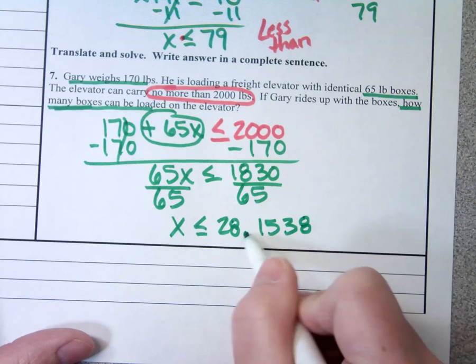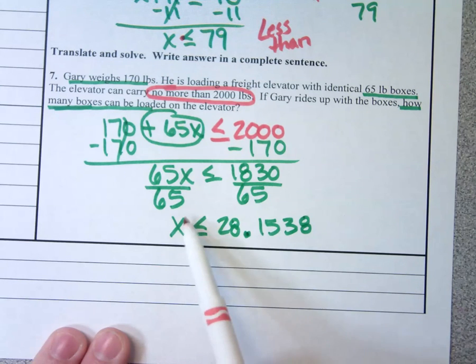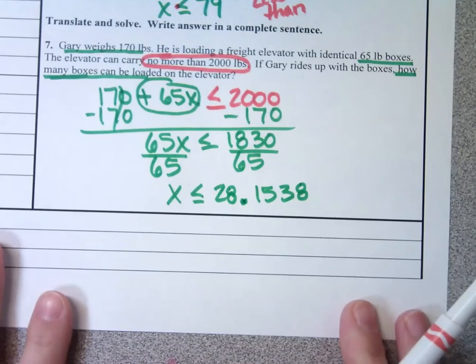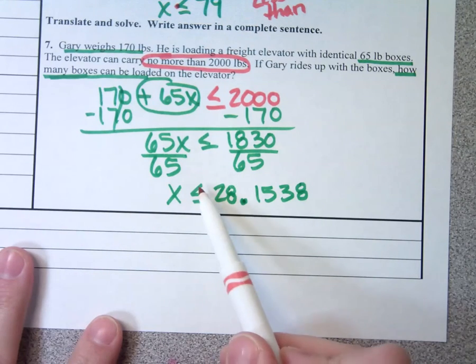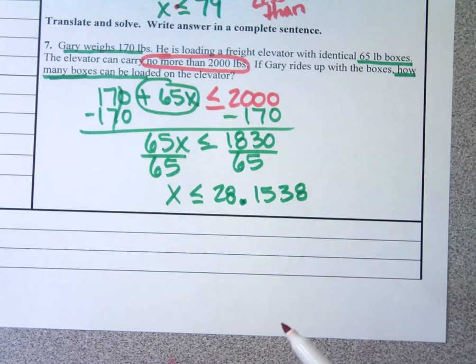28.1538, and some other digits there. So when it says, if Gary rides up with the boxes, how many boxes can be loaded? This is saying that the number of boxes has to be less than or equal to 28.1538. Okay, well, I can't have that many boxes, so I have to think about what makes sense. So what is the next number of boxes that would be less than or equal to this number? 28. He can carry 28 boxes up.